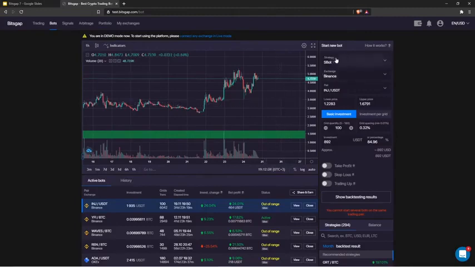On the right side here, you have the main configuration dashboard, and here you have the strategy to choose. As of today, we have the S bot and the classic bot. The primary difference between the two strategies is in the logic of investment distribution.